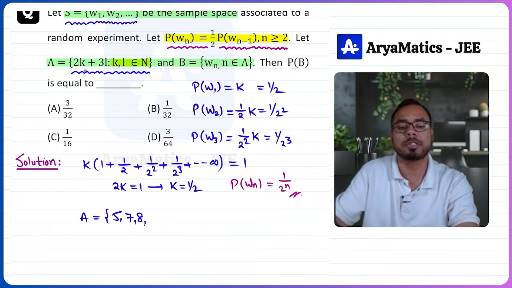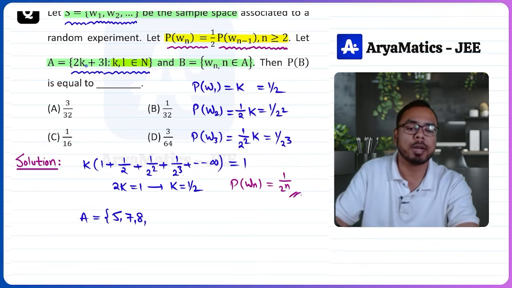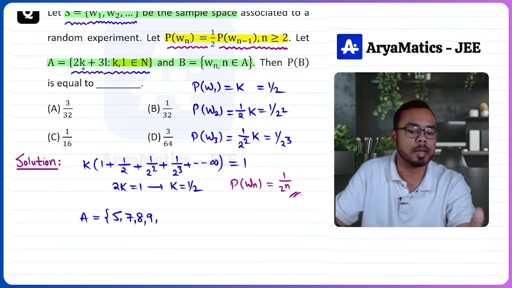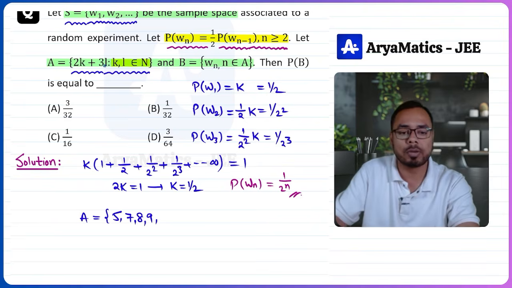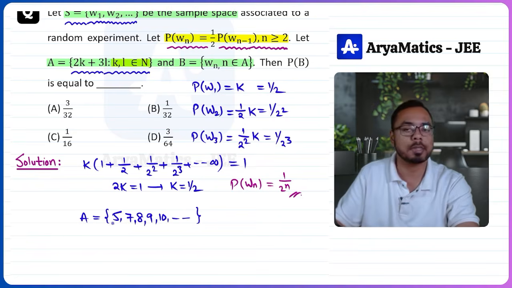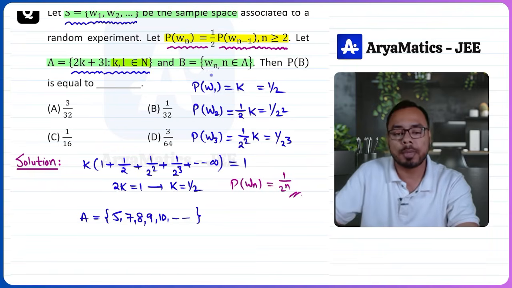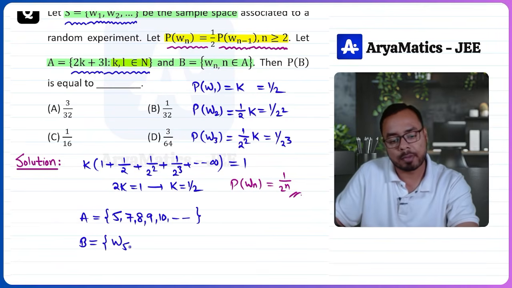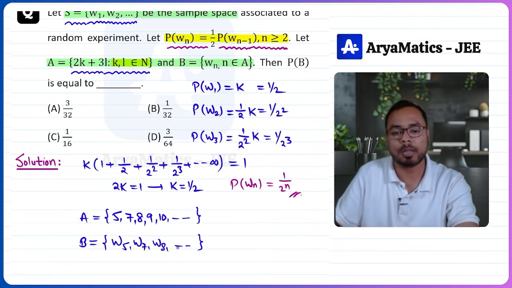And after this, all the elements you can create. For example, if I need 9, you can take k as 3 and l as 1, so 2 into 3 plus 3 will be 9. If I need 10, you can take k as 2 and l as 2, so 2 into 2 plus 3 into 2 will give us 10. So in set A, we have all of these elements starting from 5 up to infinity except 6, right? Now, B is the set containing all these events omega n, where n is taken from set A. So that means B is omega 5, then omega 7, omega 8, and in this manner it will continue up to infinity.